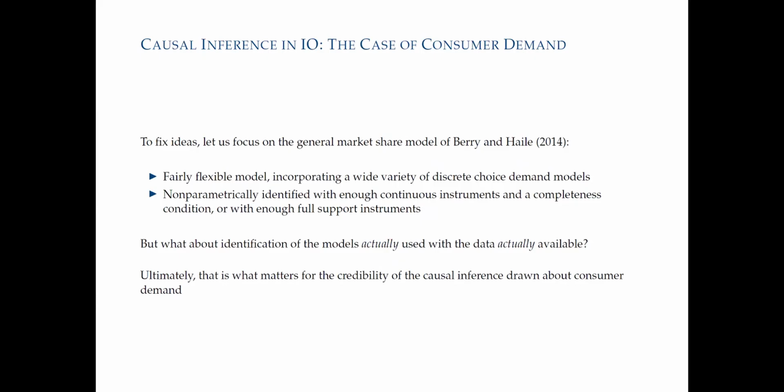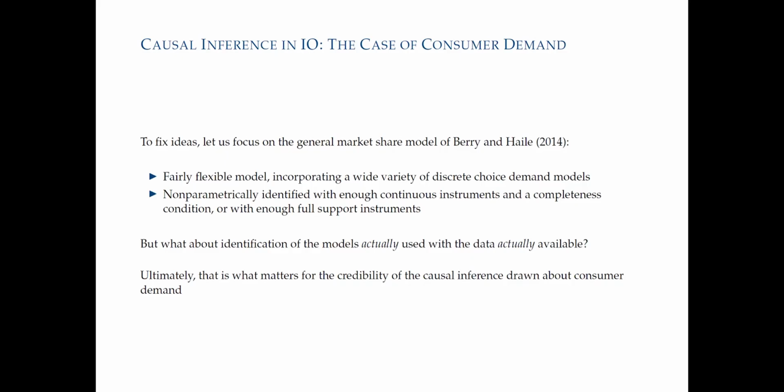I want to start with a very nice paper by Berry and Haile, a general market share model. It's a great paper, a very flexible model. It nests a lot of discrete choice, even continuous choice models. And it has nice non-parametric identification results, which every time I got the paper to refereeing, someone was citing. I mean, it's nice, but I would say it's not particularly useful because it either lies in the completeness assumption, which basically says assume you're identified and you're identified, or full support instruments, which, come on, for prices, full support instruments are not going to exist. So that makes me a little bit less excited about it.